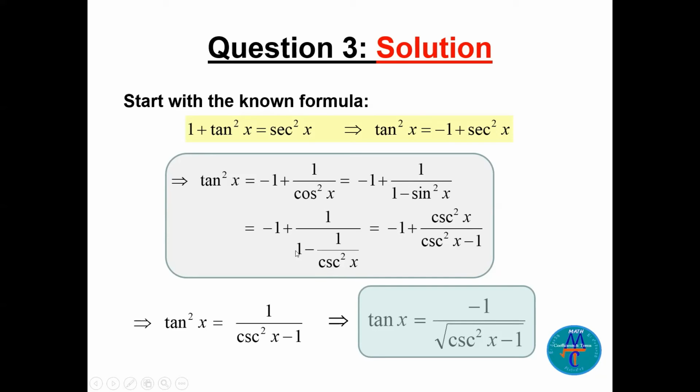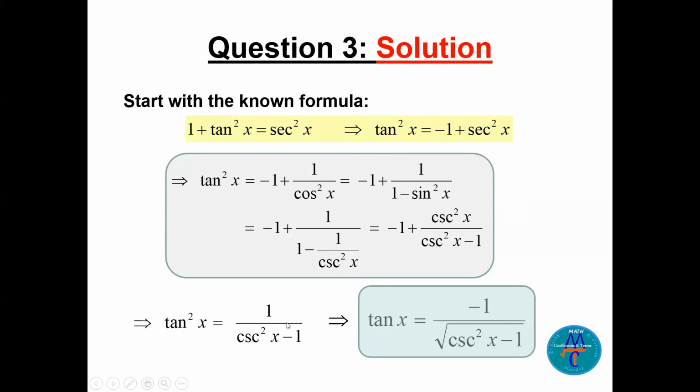So this will be cosecant squared of x minus 1 over cosecant squared of x. The reciprocal will be cosecant squared of x divided by cosecant squared of x minus 1. There is a minus 1 here. Find the LCD, so you multiply all this with minus 1. You will get for tan squared of x, 1 over cosecant squared of x minus 1.